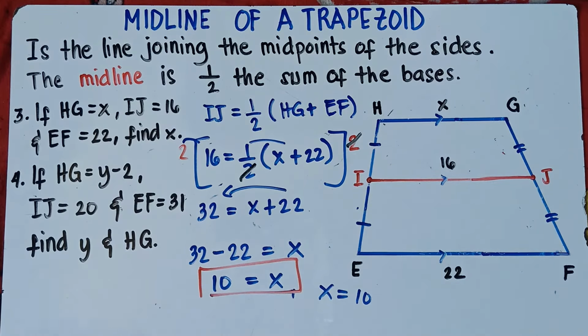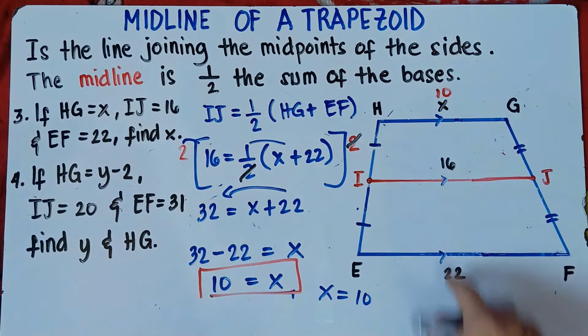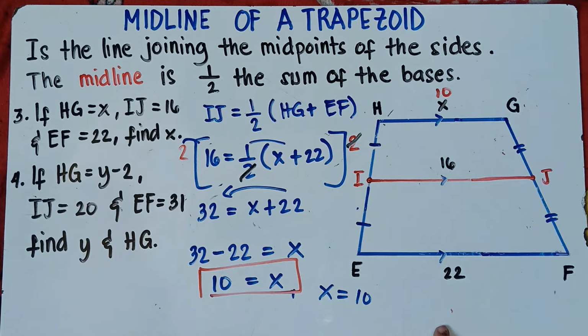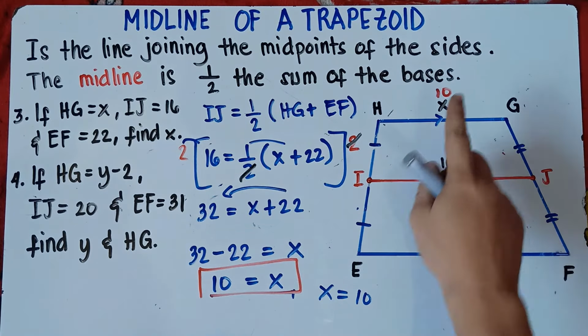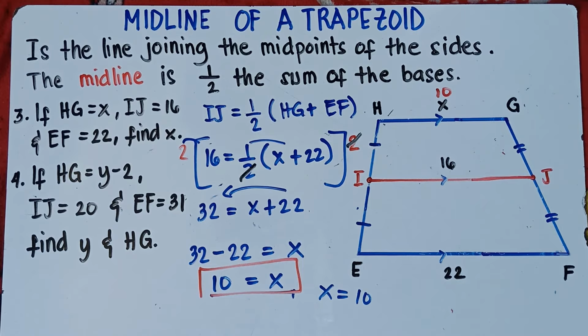That's it, class. That's the answer for number 3. This is 10. So let's check, class. If we add this up, do we get 16? Yep. Let's check. 10 plus 22, that's 32. Divided by 2, that is 16. Therefore, our answer is correct for number 3, that x is equal to 10. Alright, let's try number 4.